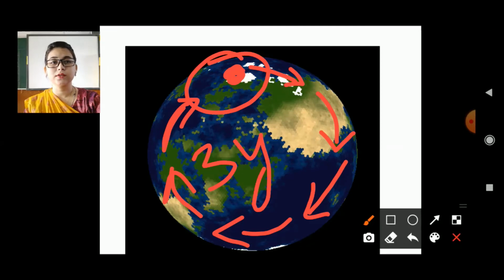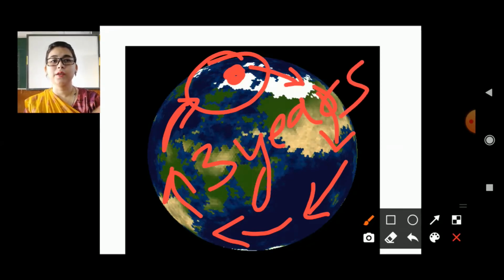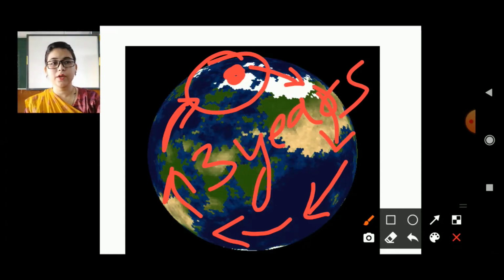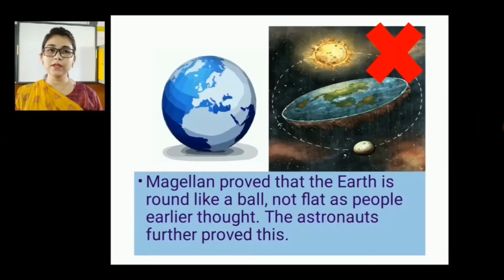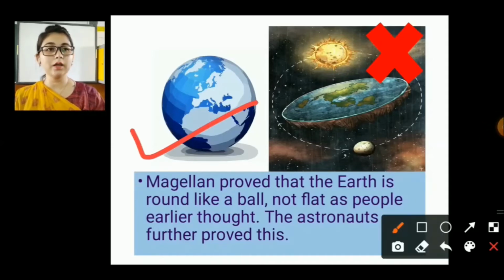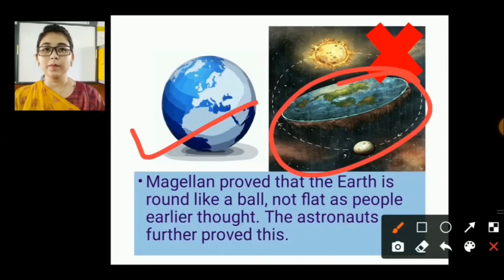3 years. This is how he proved that earth is round like a ball, not flat. Okay students, by this we can say that the sailors had really sailed around the earth. So Magellan proved that earth is round like a huge ball, not flat like this. People used to fear that if they walk in one direction, they will fall off the edge. Magellan decided to prove this.